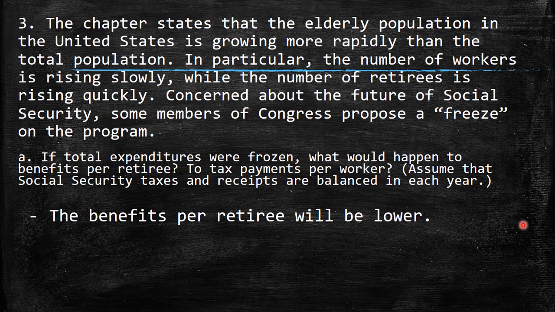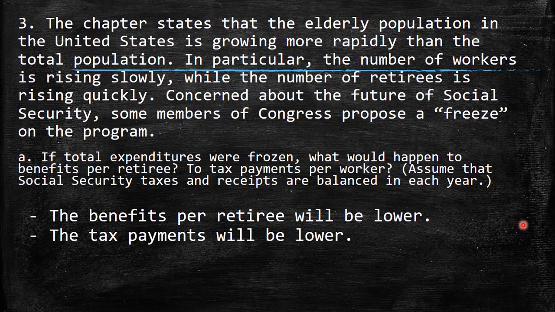So here, imagine this scenario where we freeze the Social Security benefit. Unfortunately, the benefits per retiree will be lower. So they will have less income, less benefits. Definitely the retiree's welfare could be lower. Then, naturally, the workers who sponsor this policy don't pay the taxes they paid before in order to compensate. So the tax payments will be lower.